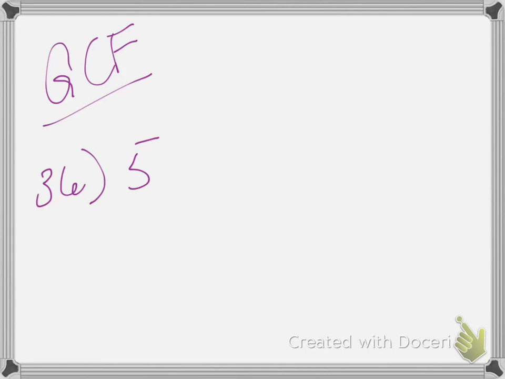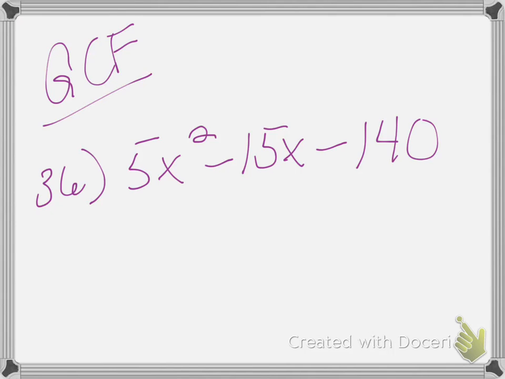What page is this on? It's on 19. If you have room, great. If not, you can do it in your notebook, in your binder. Okay, so we need to find the greatest common factor first. And then we can factor the trinomial. So out of these three terms, what is the greatest common factor?